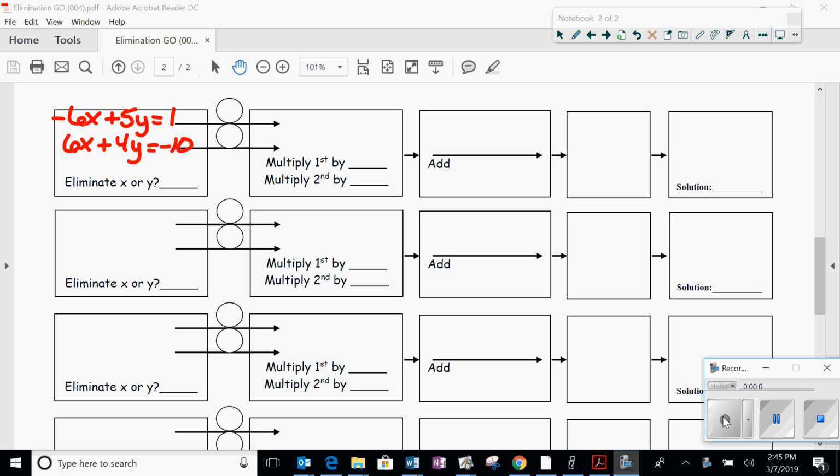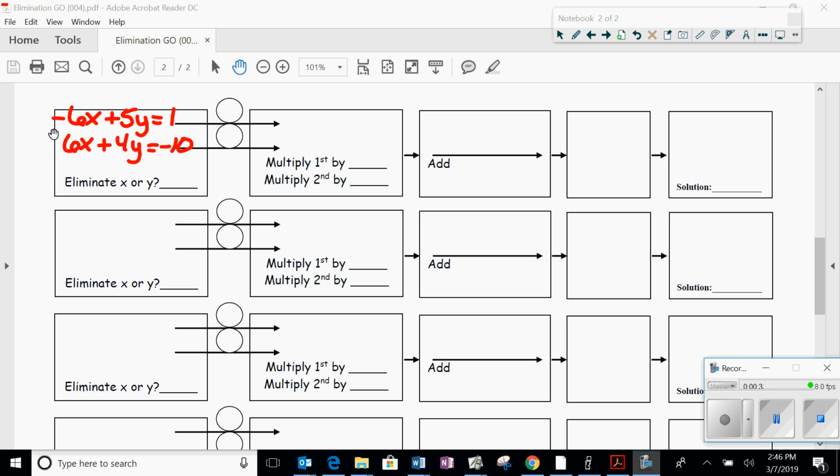Elimination to solve the system of equations. The first thing we have to do is make sure that the system is in standard form so that the x values are lined up and the y values are lined up equals the constants. So the x and the y have to be on the same side equals the constant. Then we're going to look at the coefficients to determine which variable we are going to eliminate.